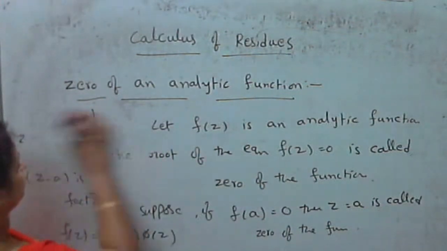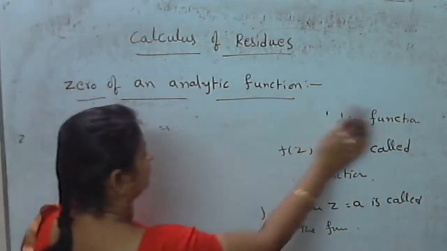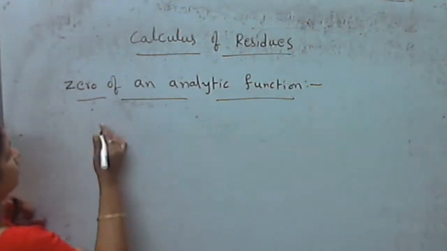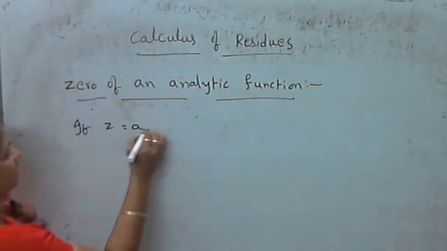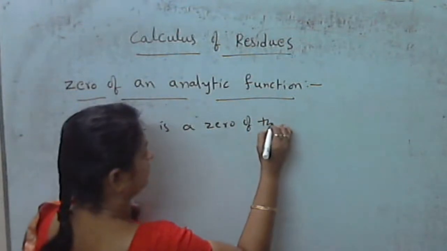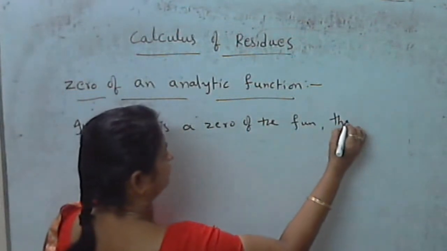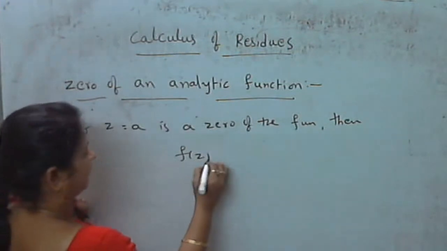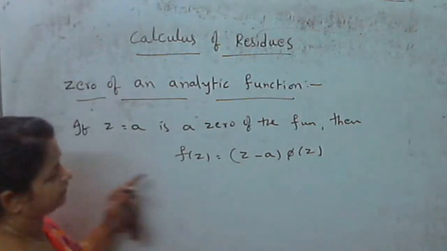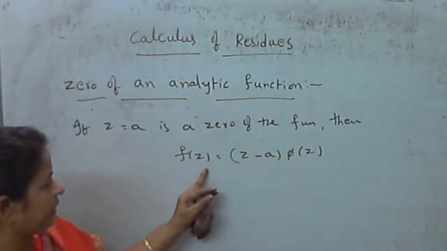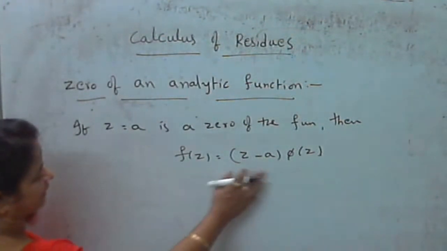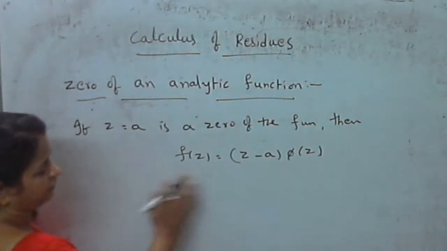Suppose z equal to a is a zero of the function, then f of z can be written as z minus a into pi of z, because z minus a is a factor. So it is simply zero. Here z equal to a is a zero of the function.